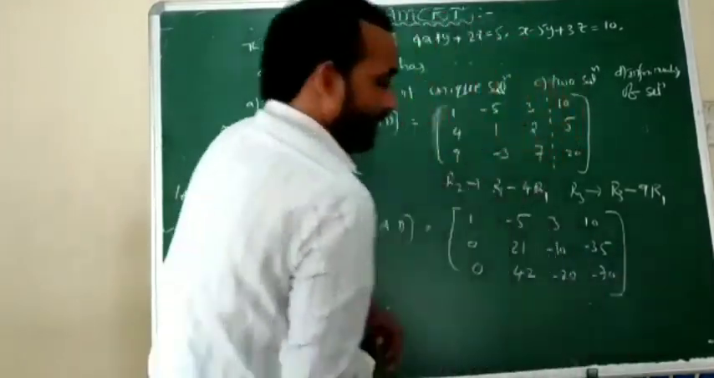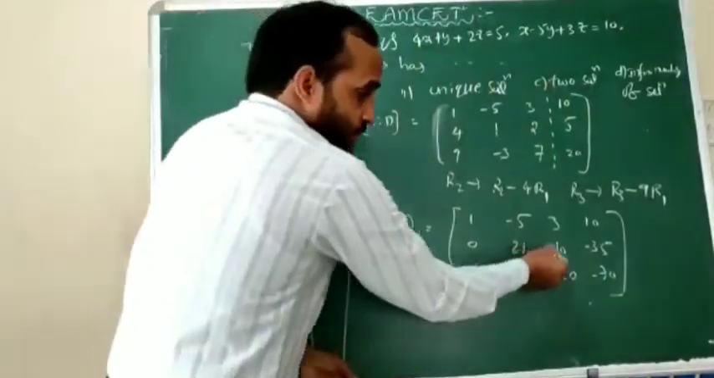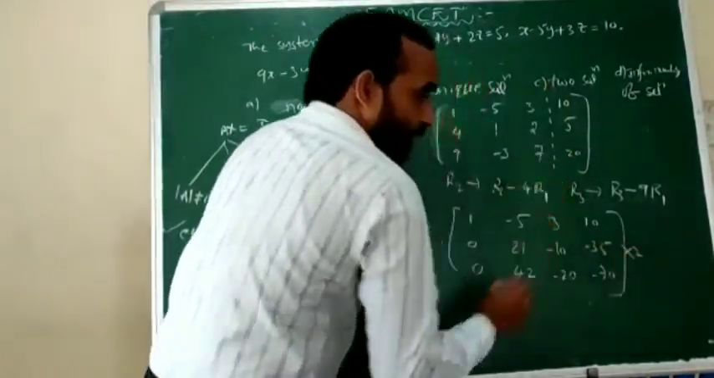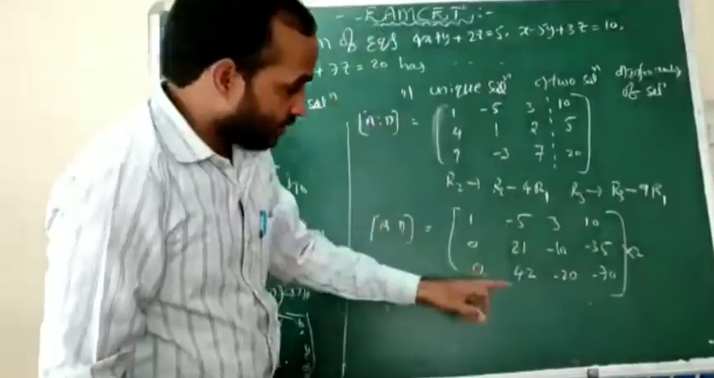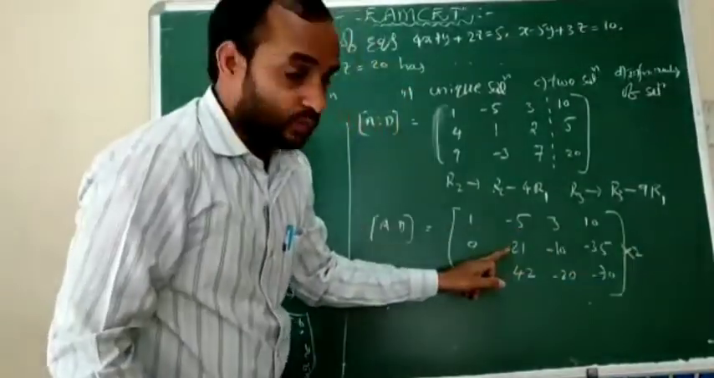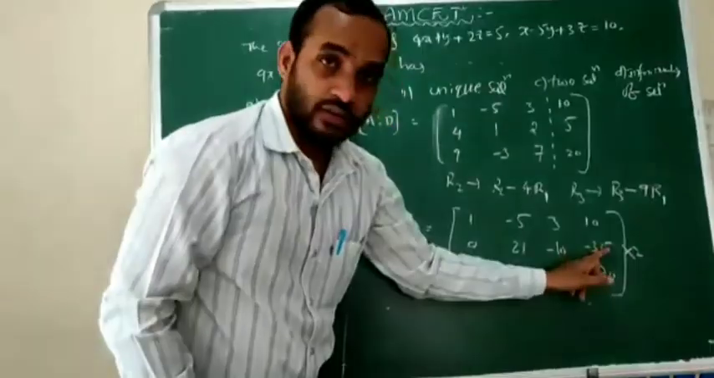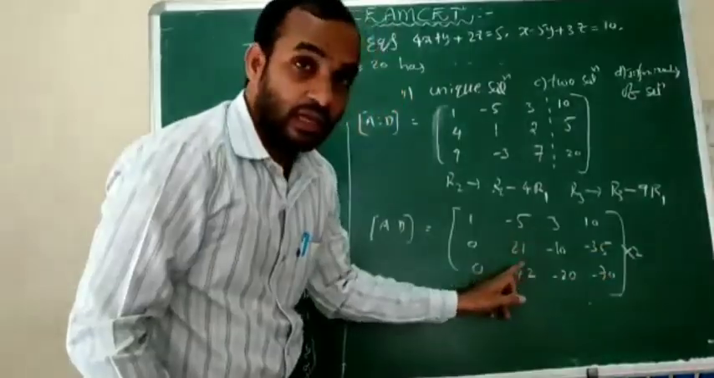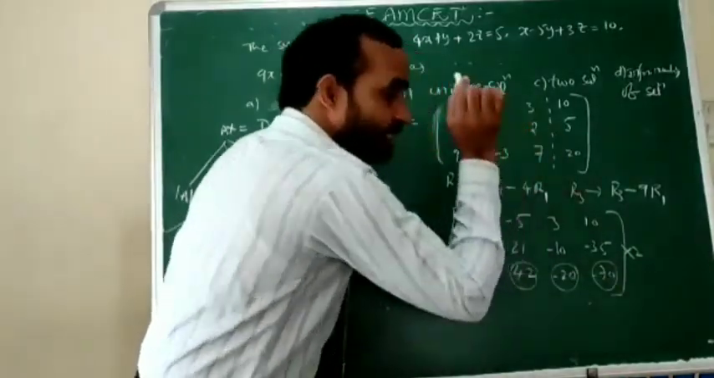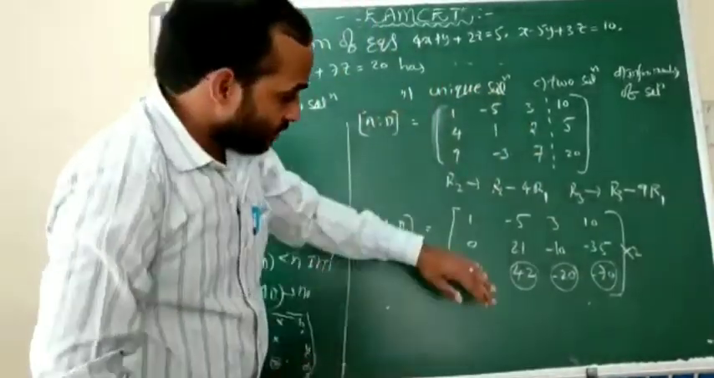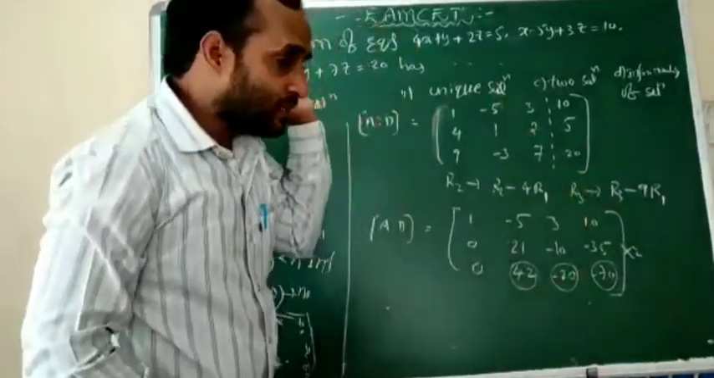We can apply this: multiply R2 by 2 and subtract from R3. This is 42, 20, 70. Depending on the third row, here will be 0, here will be 0, here will be 0. So that is very simple. So completely the row will be 0.